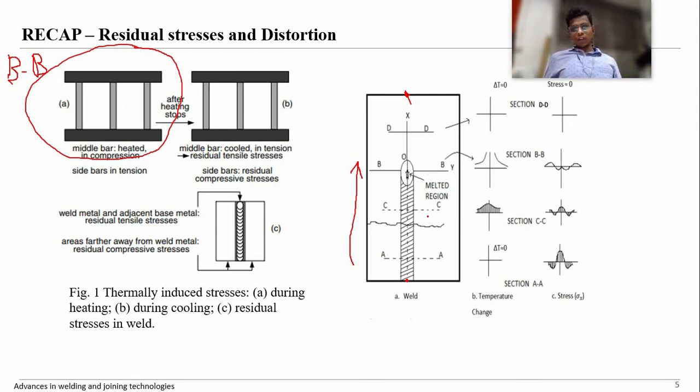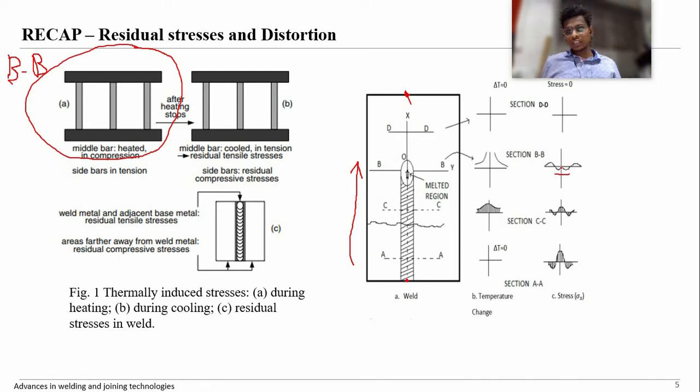Farther away from the arc center, the temperature is higher, so from room temperature it is rising to a superheated state. So it tries to expand this region. However, the farther away points will not allow it to expand. So there will be compressive stresses at these regions, and away from that, to balance that, there will be tensile stresses that can be shown here.